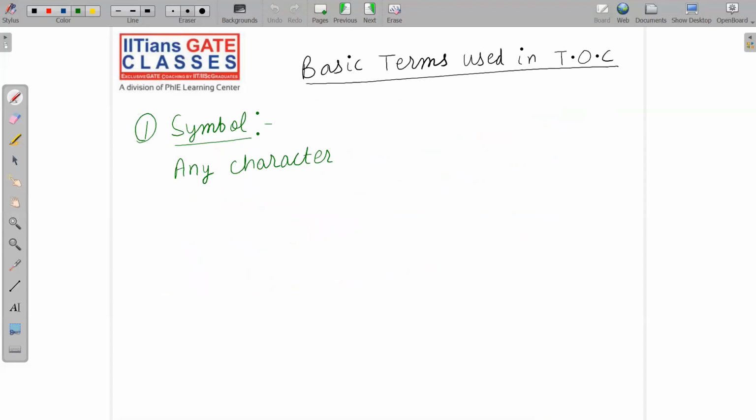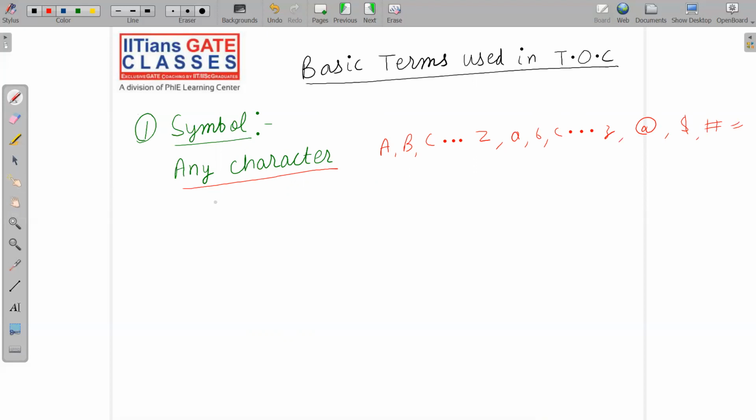So the very first and very basic term is symbol. Symbol is nothing but any character. Like A, B, C up to Z, or small a, small b, small c up to z, or dollar, at the rate, hash. You can take any symbol, whatever you want. Any character, whatever you want, is a symbol. I hope I have cleared this thing. So this is a very simple basic term, symbol.